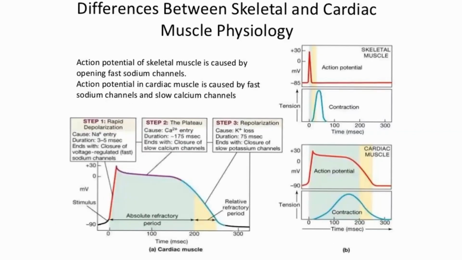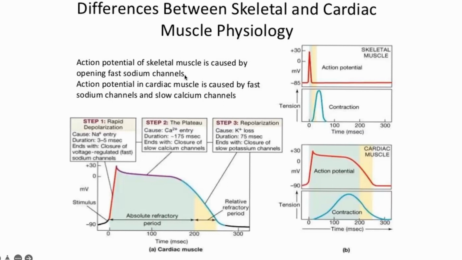There's also a difference between the cardiac and the skeletal muscle physiology. I think I mentioned some of them. Action potential for skeletal muscle is caused by opening of fast sodium channels. Action potential in cardiac muscle is caused by fast sodium channels as well as slow calcium channels. So just remember that calcium is also an ion, just a very important ion for action potential. The sodium has to be released first, then the calcium, and that would initiate the contraction.